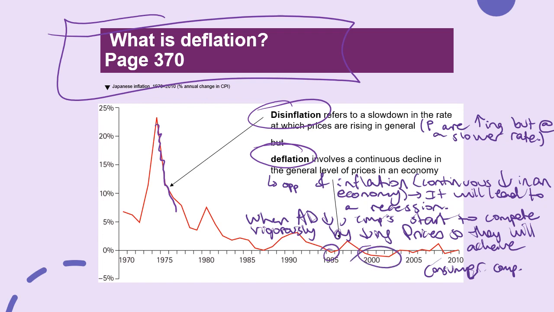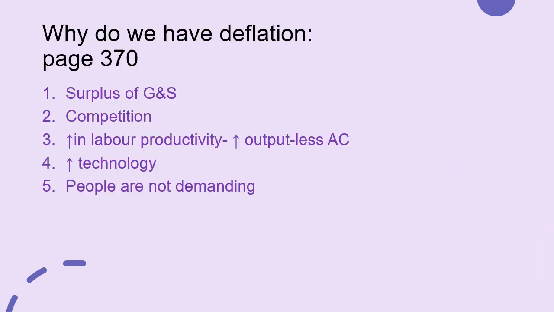So when the aggregate demand decreases, what happens? Companies start to compete by decreasing prices, so they will achieve consumer competition. So disinflation is the point where inflation is decreasing but at a lower rate than before, and deflation is when it becomes negative. Why do we have deflation? What are the causes of deflation? The first one is when you have a surplus of goods and services.